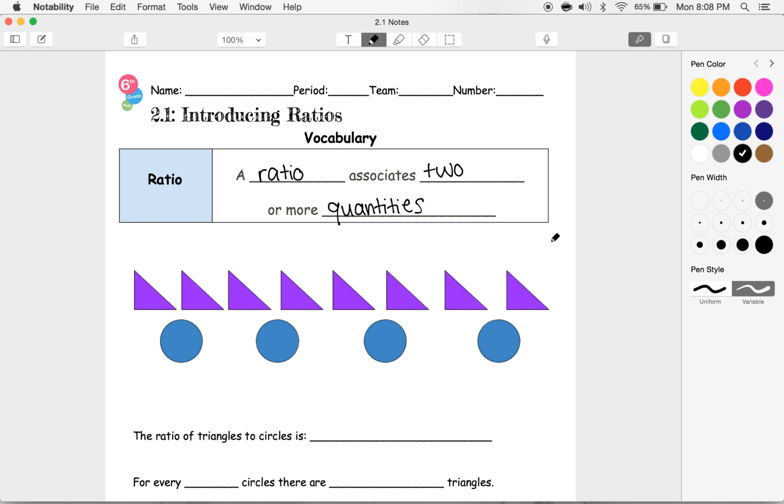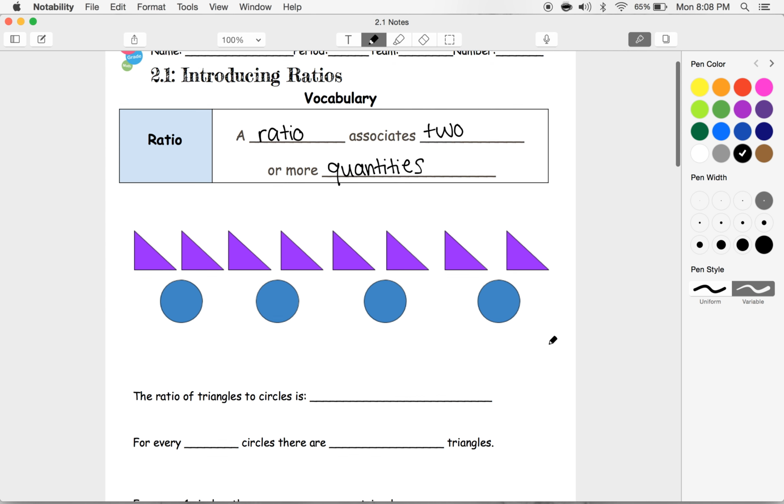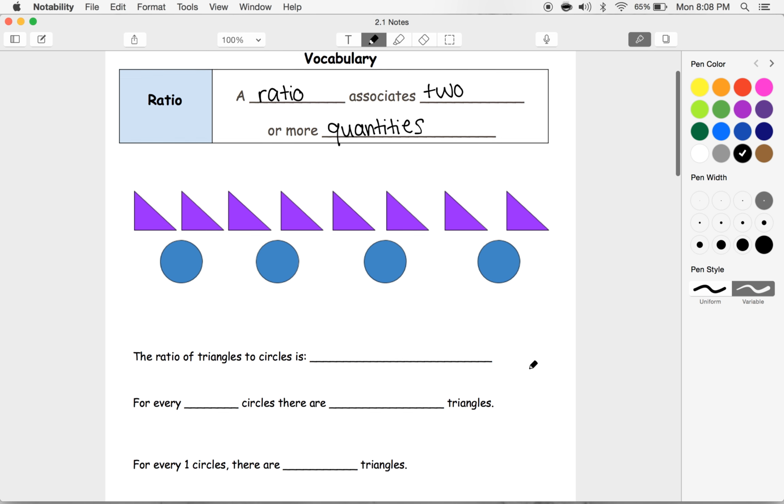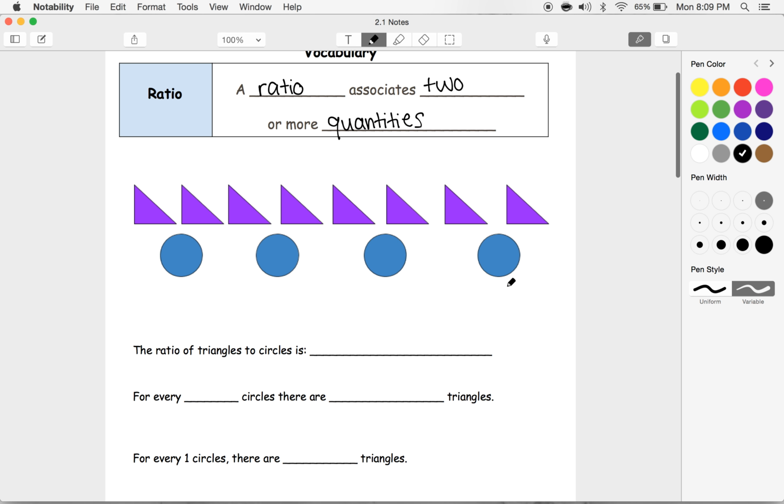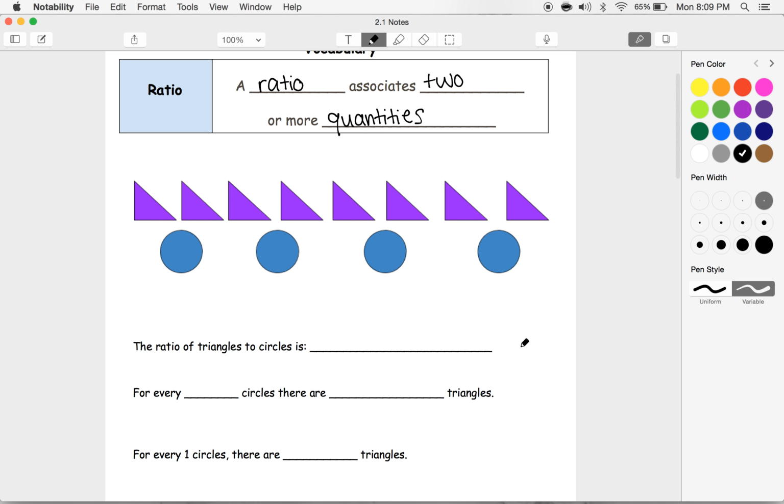We practiced today taking some things and splitting them up into categories. So we're going to start just with something pretty simple. We have some triangles. We have some circles. So not a lot of objects. We're just dealing with two types right now, triangles and circles.